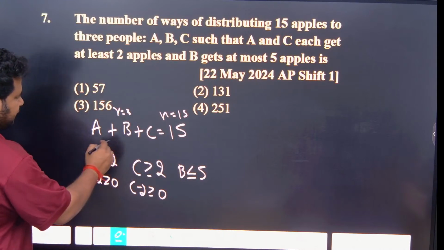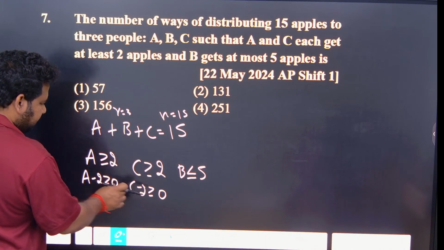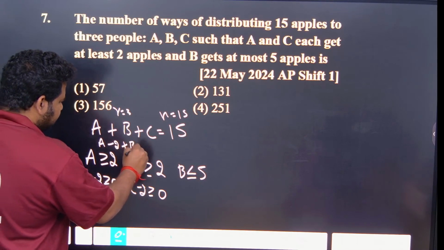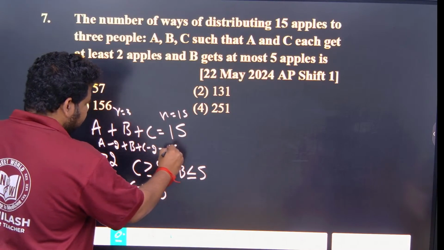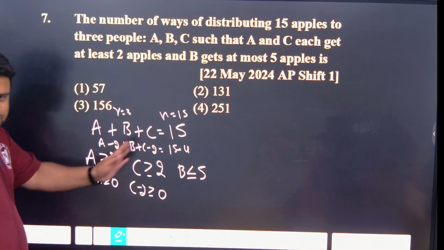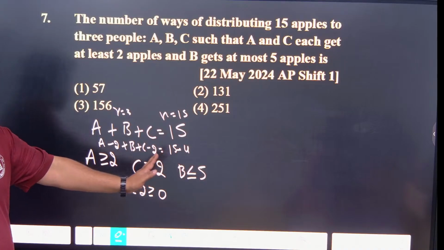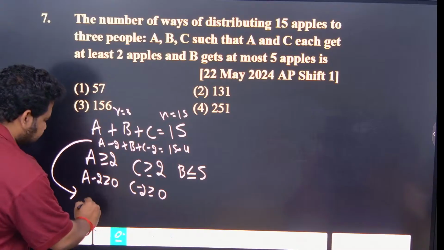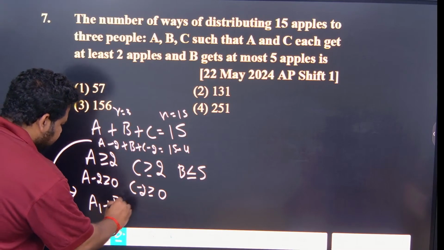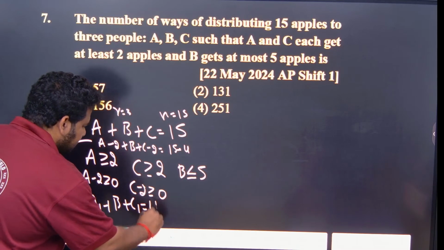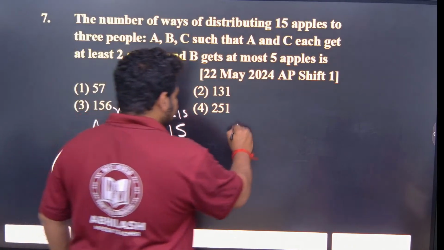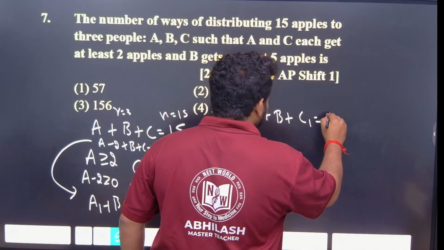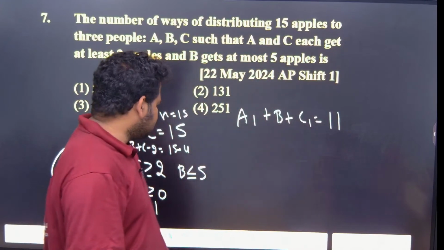So this will become finally A minus 2 plus B plus C minus 2, and on the right side I should subtract 2 and 2 also, so 15 minus 4. Instead of writing A minus 2, I will write it as A1, and C minus 2 as C1. So A1 plus B plus C1 is equal to 11.